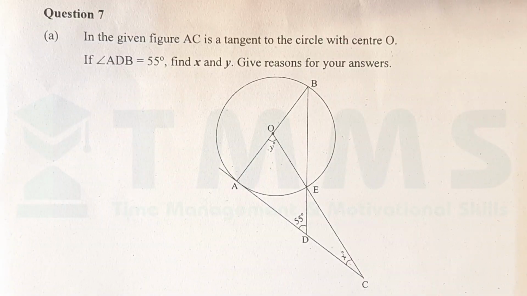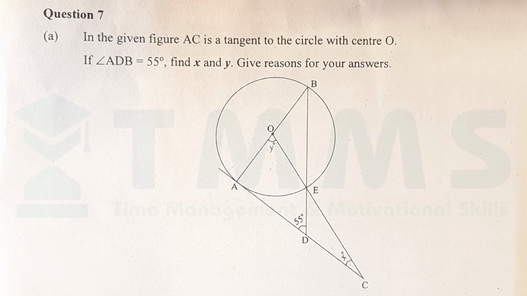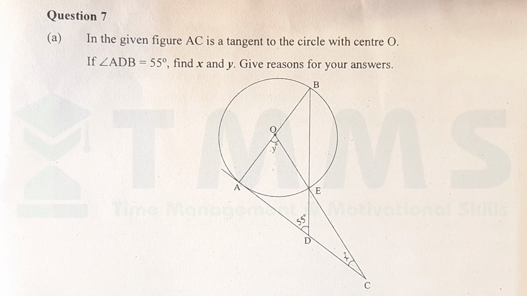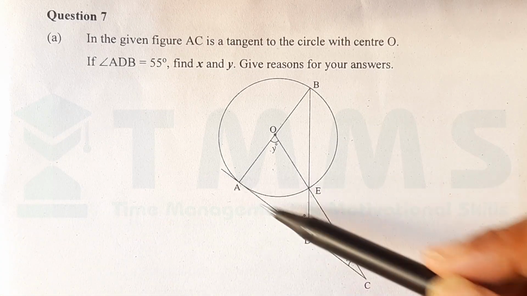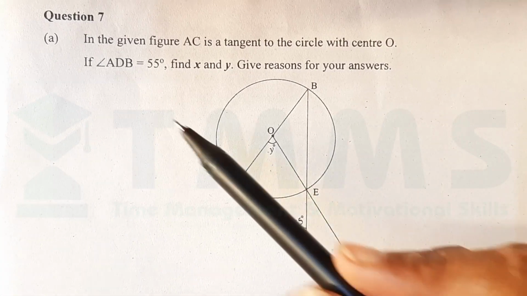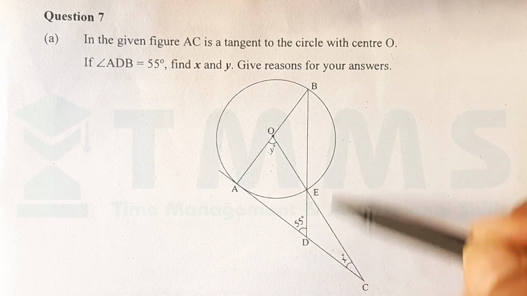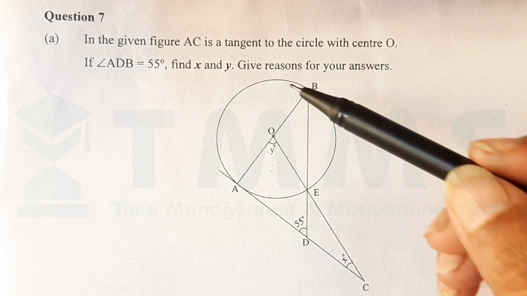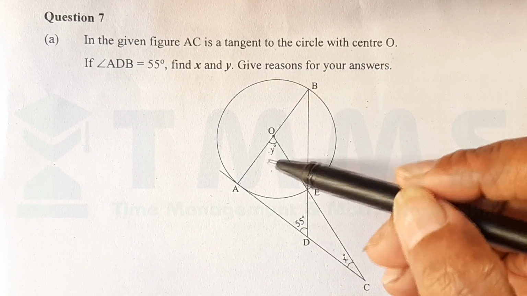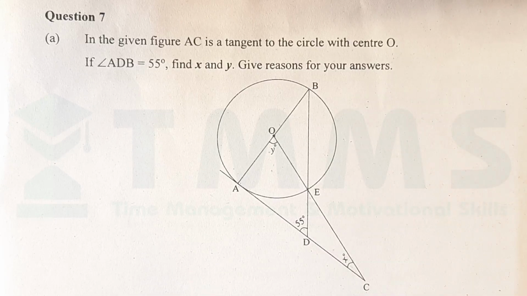Okay, let us come to question 7 of this year's ICSE paper 2019. And this is question 7, which means again it is in section 2, which means it is a choice question. Let us look at the diagram. In the given figure, AC is the tangent to the circle. Can you see this? AC is the tangent. And angle ADB is 55 degrees. And we have to find X and Y degrees. Give reasons for the answer.